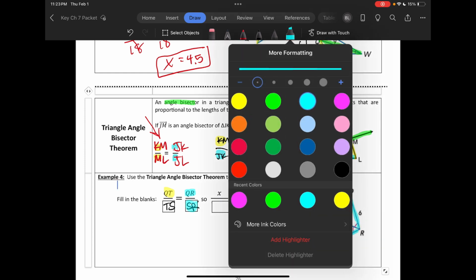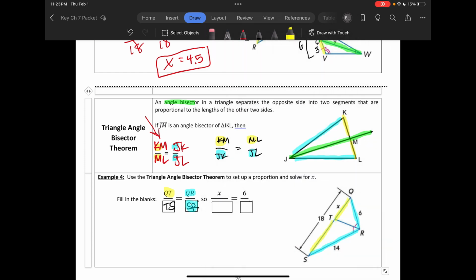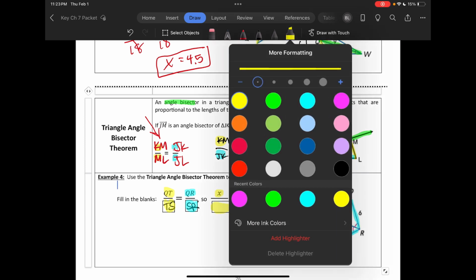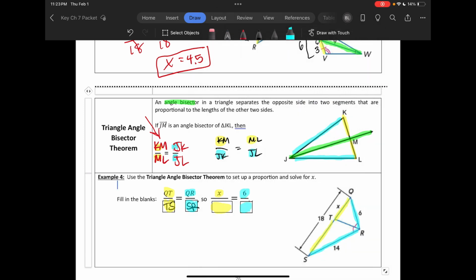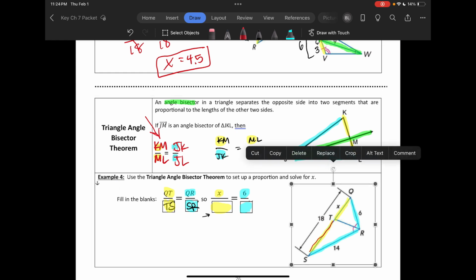This was my blue over blue, and then here was my yellow over yellow. So they're pretty much helping us set this up. We're setting this up as yellow over yellow is equal to blue over blue. So if I plug this in here, on the bottom piece, what I'm missing is TS. Well, TS, I currently don't know what it is. It's this part here in red, but I know that the whole thing is 18.